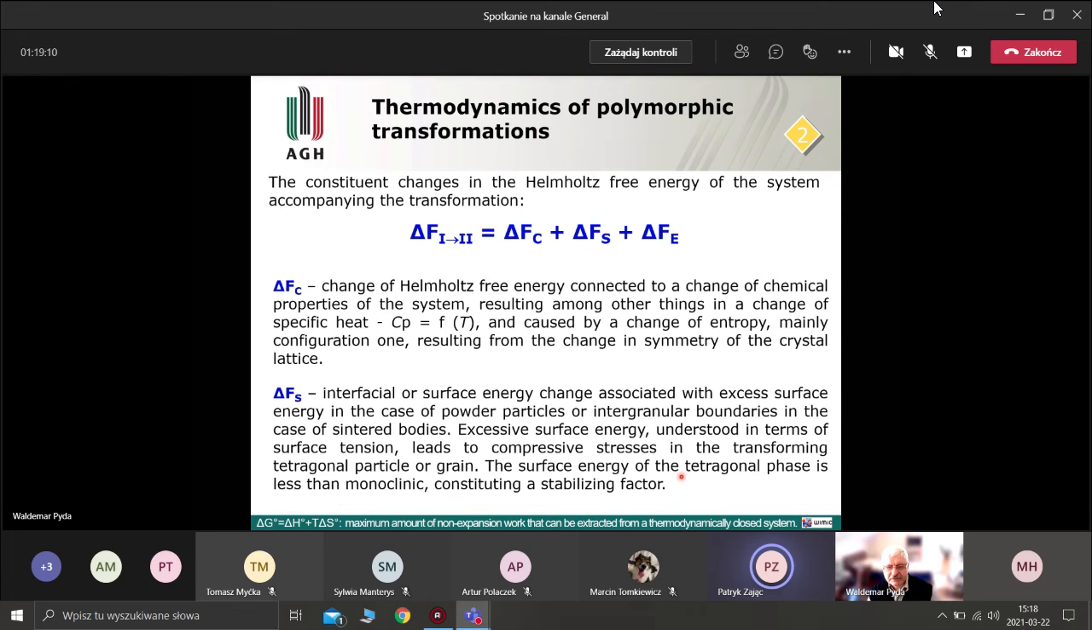What is the character of this transformation? Athermal or thermally activated? Martensitic or non-martensitic, in your opinion? I think it's martensitic. Yes, it is a reverse martensitic transformation from monoclinic to tetragonal due to only the size of particles.